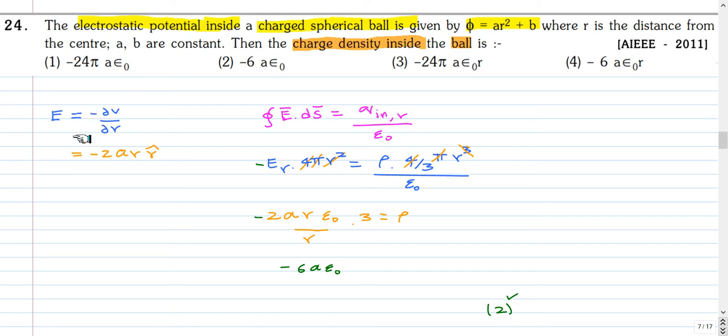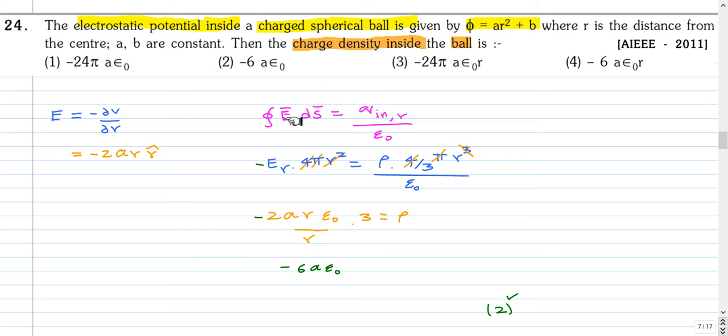Electric field is related to the potential as its negative gradient. Here the potential is dependent only on r. So if we differentiate, we get minus 2 a r and the direction will be r cap. So using Gauss's law, by taking a Gaussian surface of radius r, we get integral E dot ds as q in r, the charge present inside the sphere of radius r, divided by epsilon naught. This is Gauss's law, and E at all the points on the Gaussian surface is uniform, so it can come out of the integral sign, and it's at a particular location r, so it's E r.